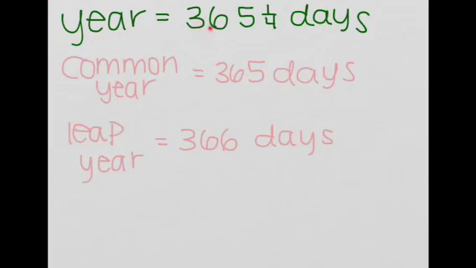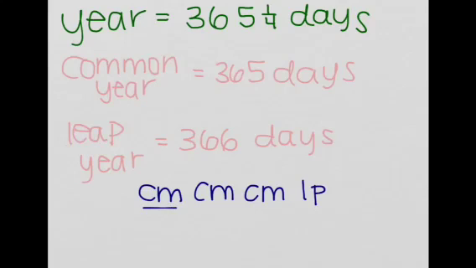A year is equal to 365 and 1/4 days. So we have a common year, which is 365 days, and a leap year, which is 366 days. So this is how it looks. We have a common year, a common year, a common year, and then a leap year.